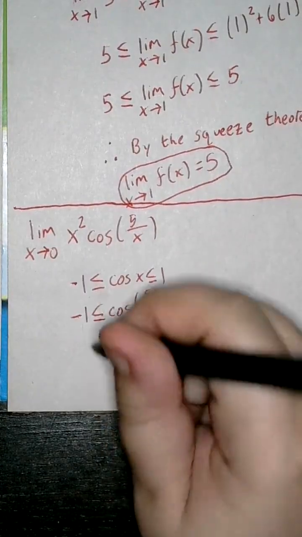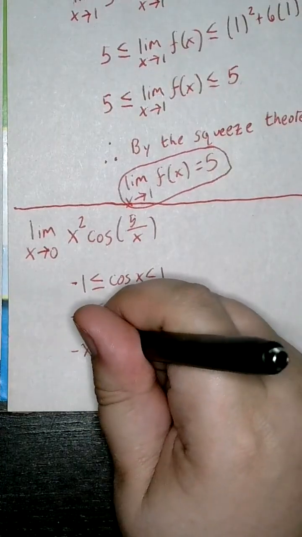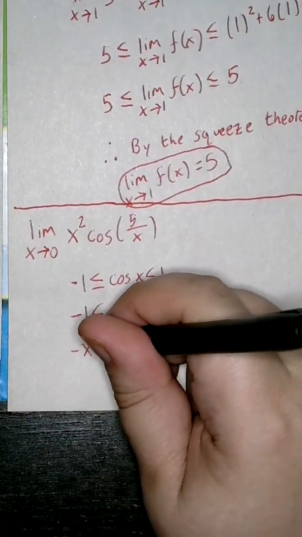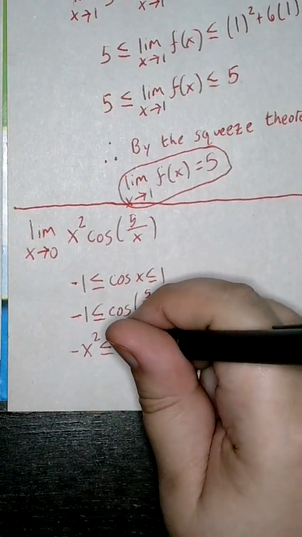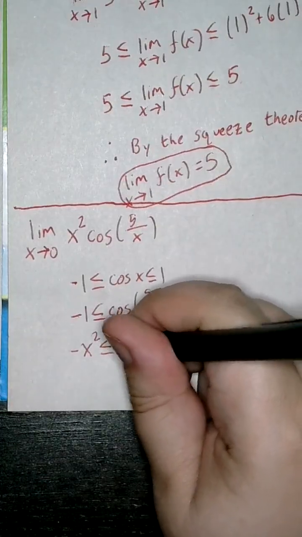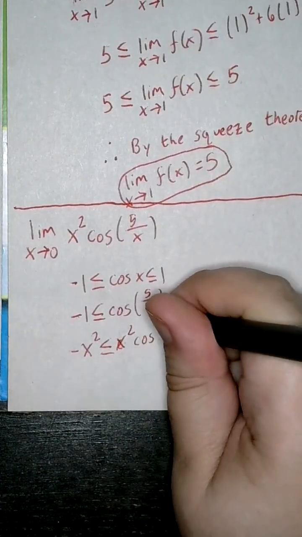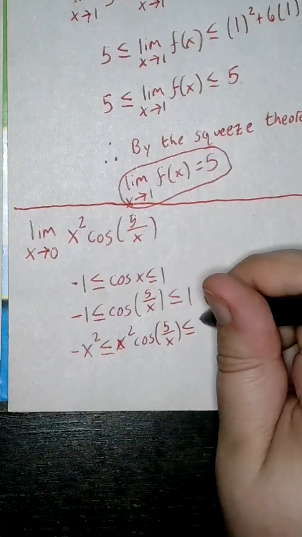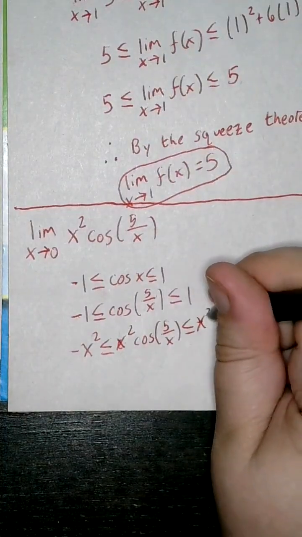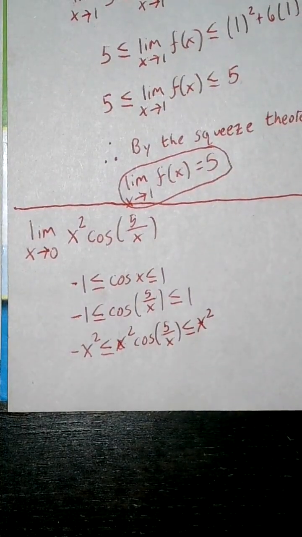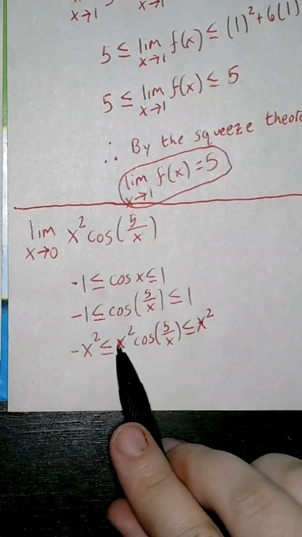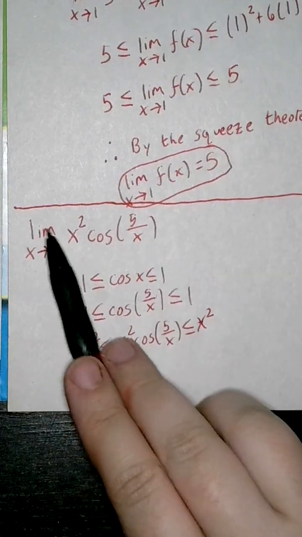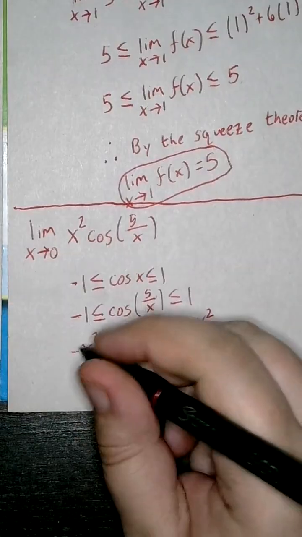So here, I'm going to have negative x squared is less than or equal to x squared times cosine of 5 over x, which is less than or equal to positive x squared. There we go. So now this matches that, and now I can take my limit.